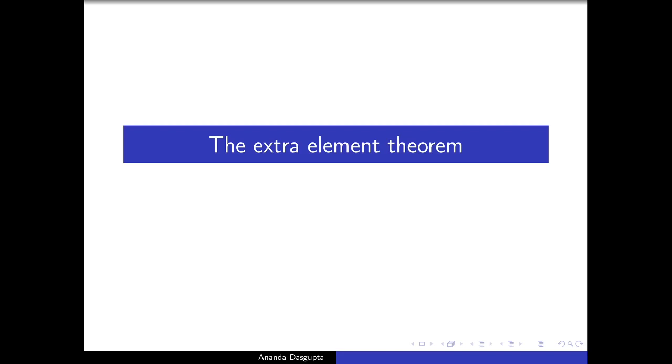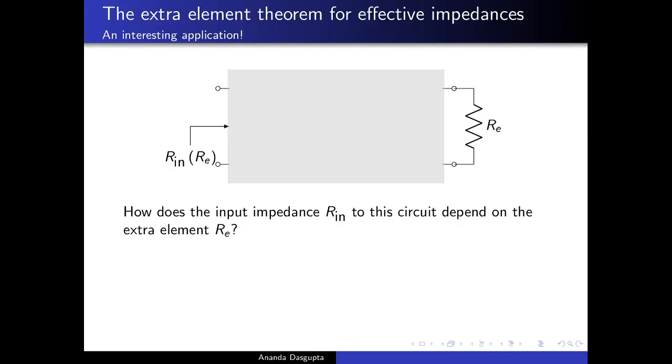Of course, I'm not going to cover the whole of the extra element theorem here. This, after all, is not really in our syllabus. But this is a very interesting application that I think everybody should know. At least one small part of it, which is the extra element theorem for finding effective resistances. And the reason why I'm discussing it here is that one way of deriving this theorem is by using a two-port equivalent network. So, what is the theorem?